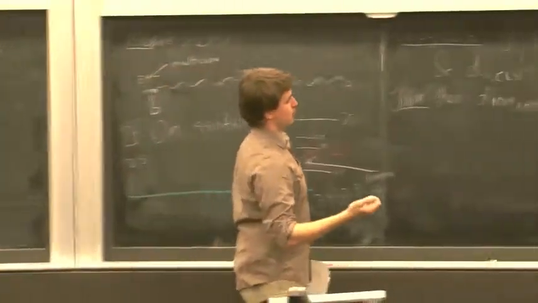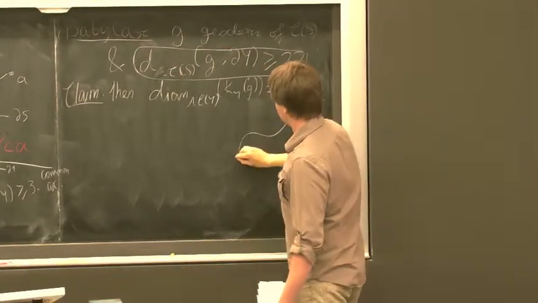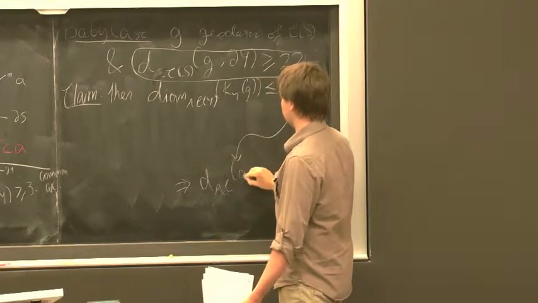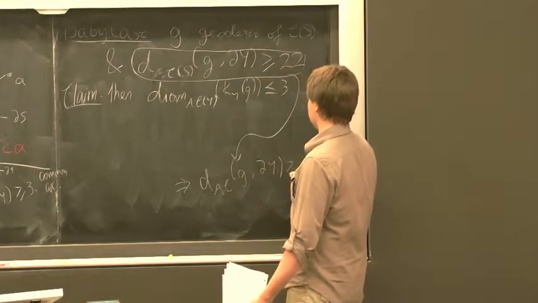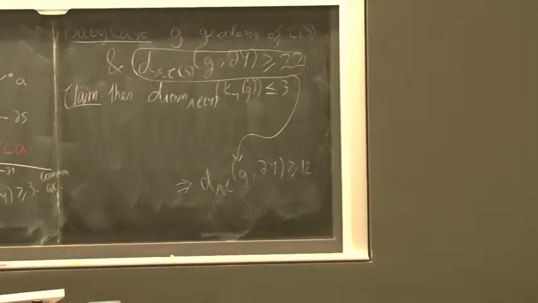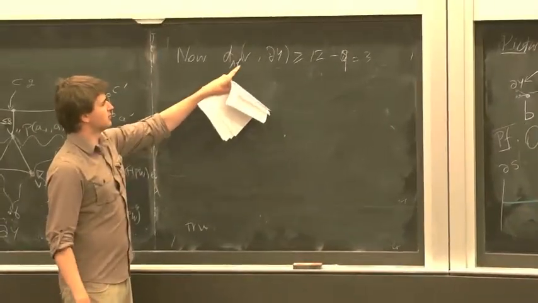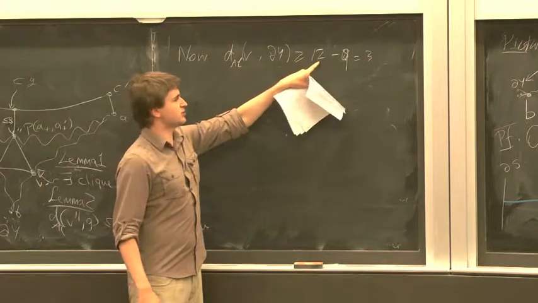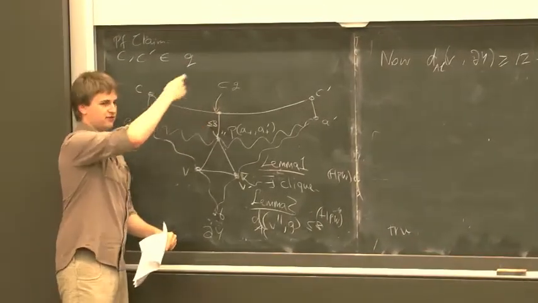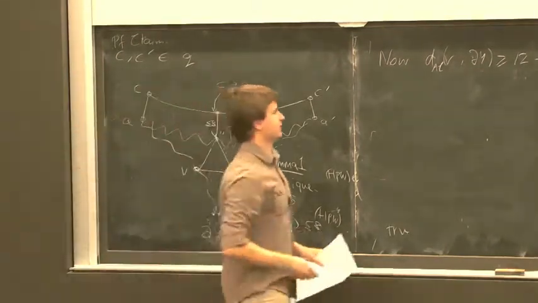Yeah, sorry about that. This assumption here implies that the distance in AC from the geodesic to the boundary Y is at least 12. Yes, it is 12, not 14. So the distance from V to the boundary Y has to be at least 12 minus 9, which is 3. And why is that? Because this geodesic is really far, but V is close to the geodesic, so it has to be really far too.